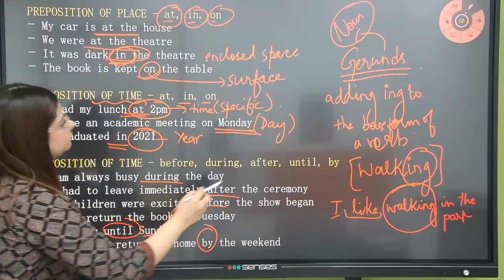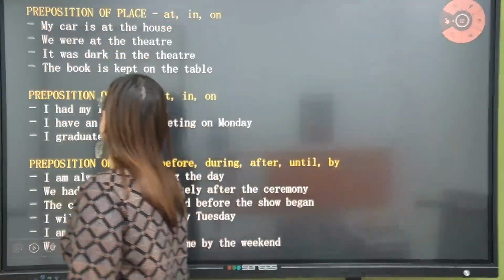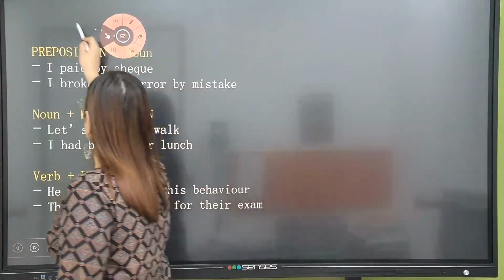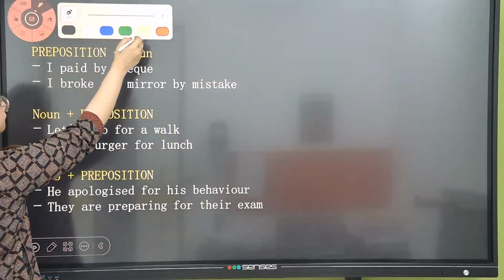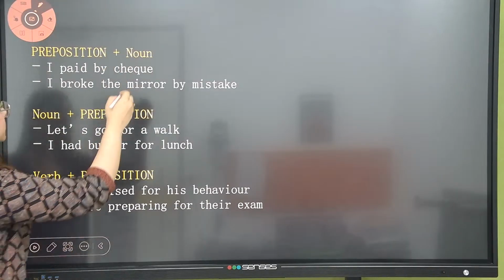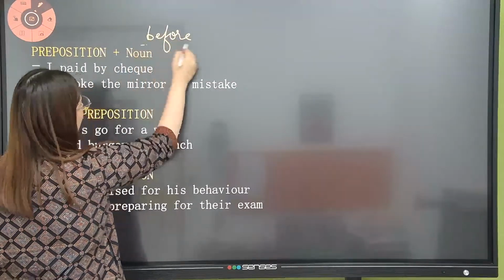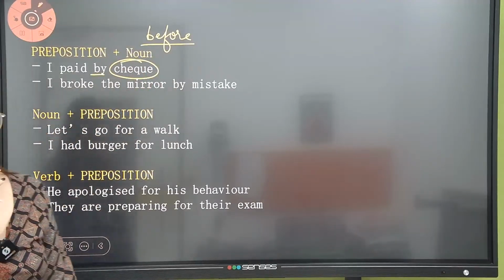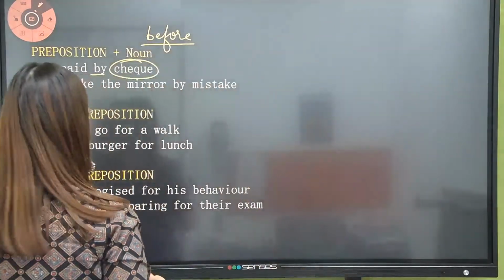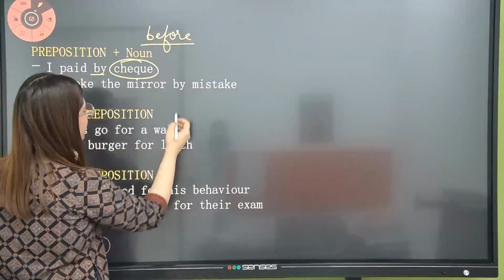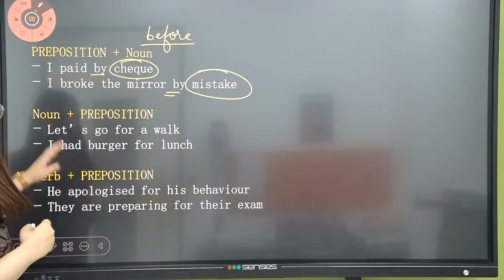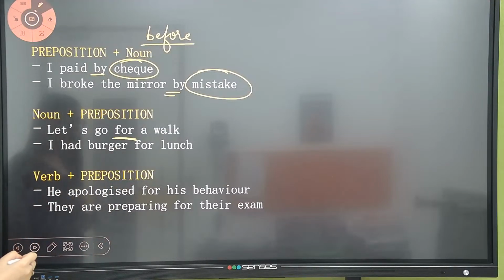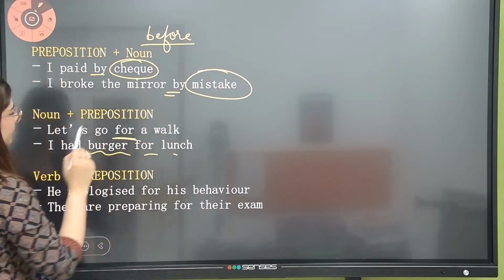Next, a preposition could come before a noun. So I paid by check. Check here is a noun, so the preposition comes before a noun. I broke the mirror by mistake. It could also come after a noun. Let's go for a walk. I had burger for lunch.